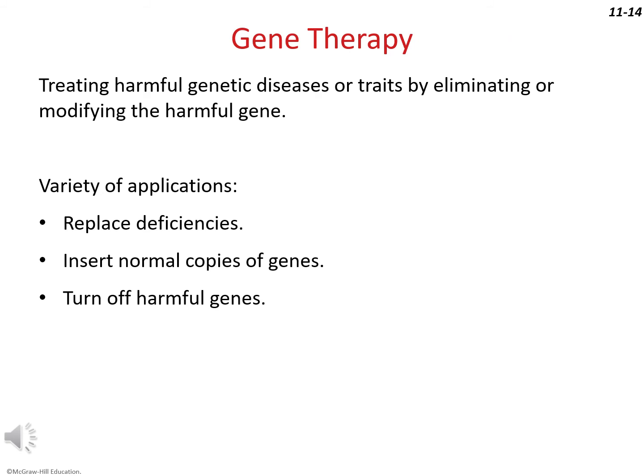Gene therapy can be helpful for treating harmful genetic diseases or traits so we don't pass them down to our children. So there are different ways to apply this process. They can try to eliminate certain genes that are bad. They can try modifying them, maybe adding to the gene or taking off part of the gene that is too much. They can also try turning off these harmful genes or replacing them with good genes.